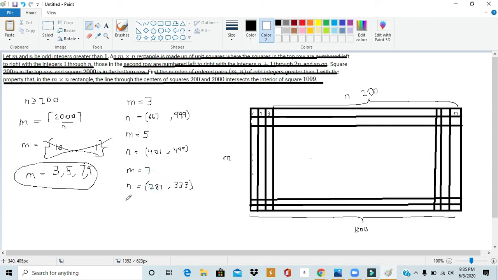Finally, we have to check for our m equal to 9 case. As we've done before, to find the upper bound, we just try to get 2000 divided by n as close to 8 as possible, but slightly greater.